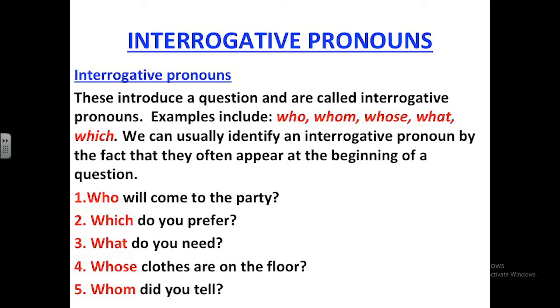1. Who will come to the party? 2. Which do you prefer? Example 3. What do you need? Example 4. Whose clothes are on the floor? And the 5th example reads, whom did you tell?